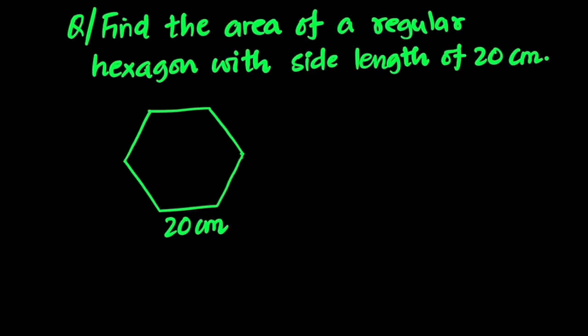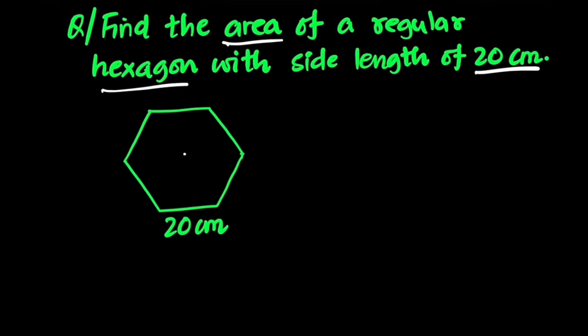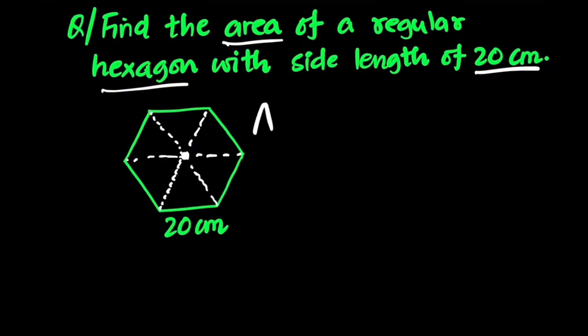Let's look at another problem which says find the area of a regular hexagon with a side length of 20 centimeter. So this is a regular hexagon with all side lengths 20 centimeter. So the first step is to divide this hexagon into congruent triangles. So let's say this is the center. So now divide this into triangles. A regular hexagon produces 6 congruent triangles. Therefore, the area of a hexagon will be given by number of triangles, that is 6 times the area of each triangle. So first, let's find the area of one of these triangles.